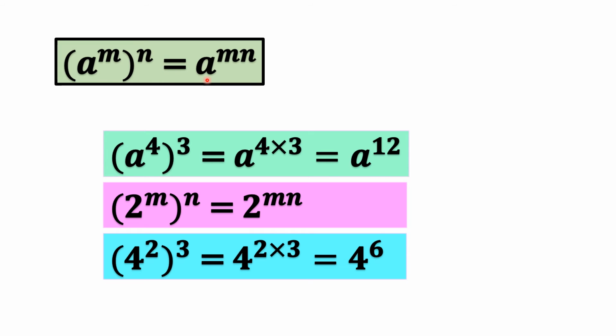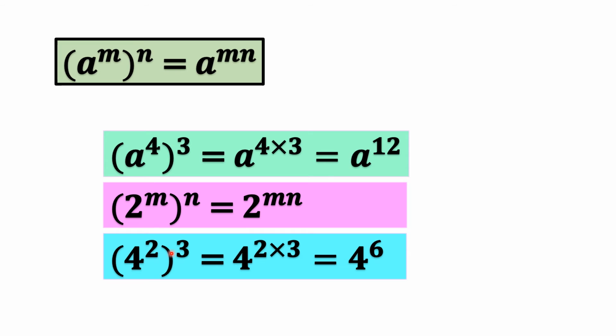So let's see how they have applied this rule on the question. A raised to 4, the whole raised to 3. So 4 into 3 in the next step using the formula. 4 into 3 is 12. So a raised to 12, right? Now a raised to m, the whole raised to n can be written as a raised to m into n, right?